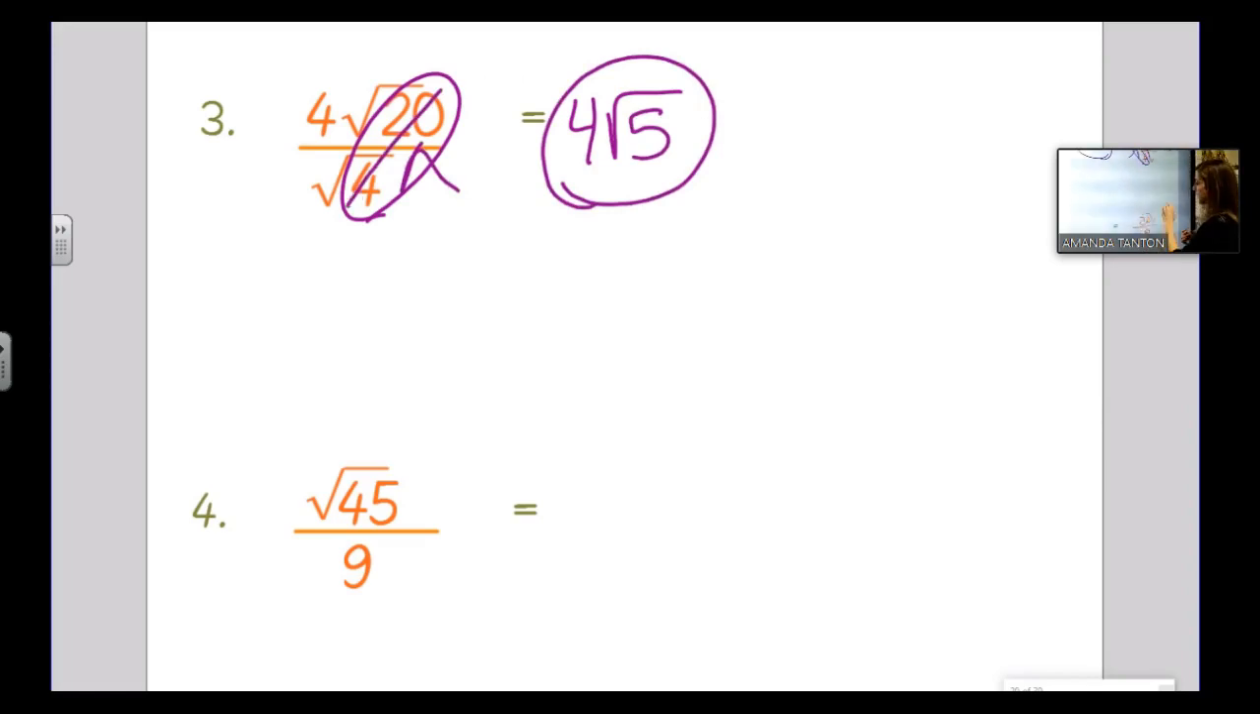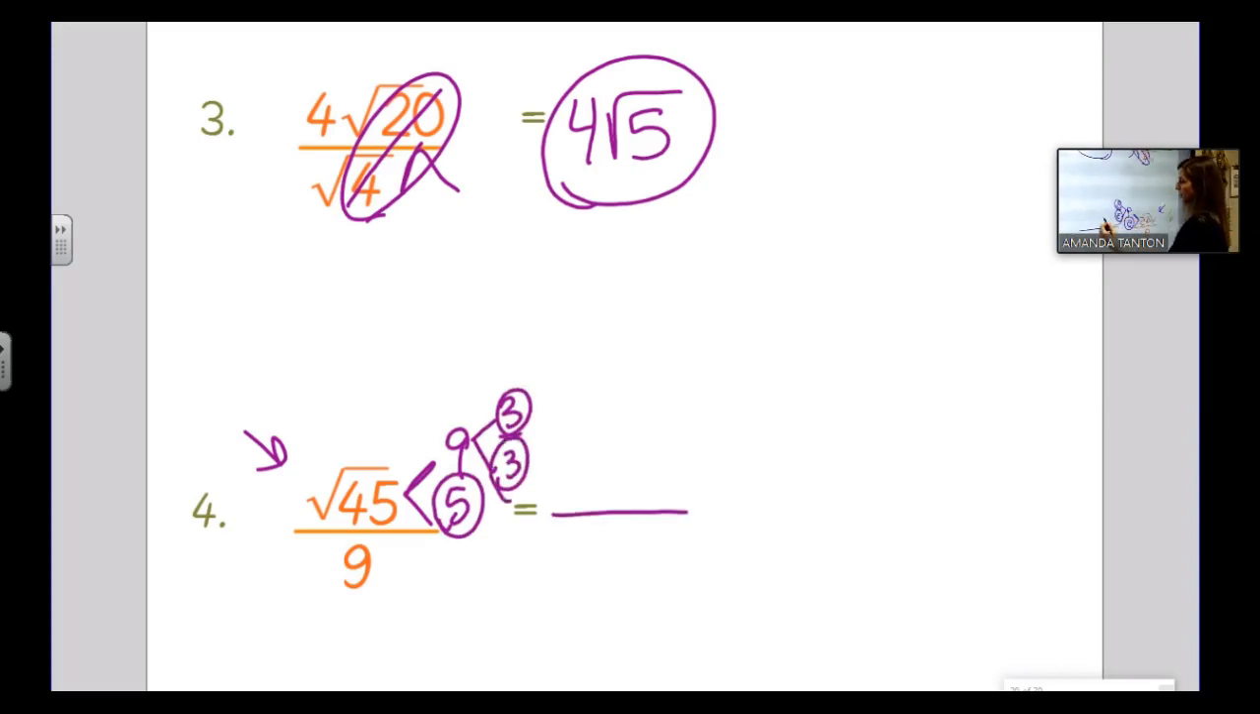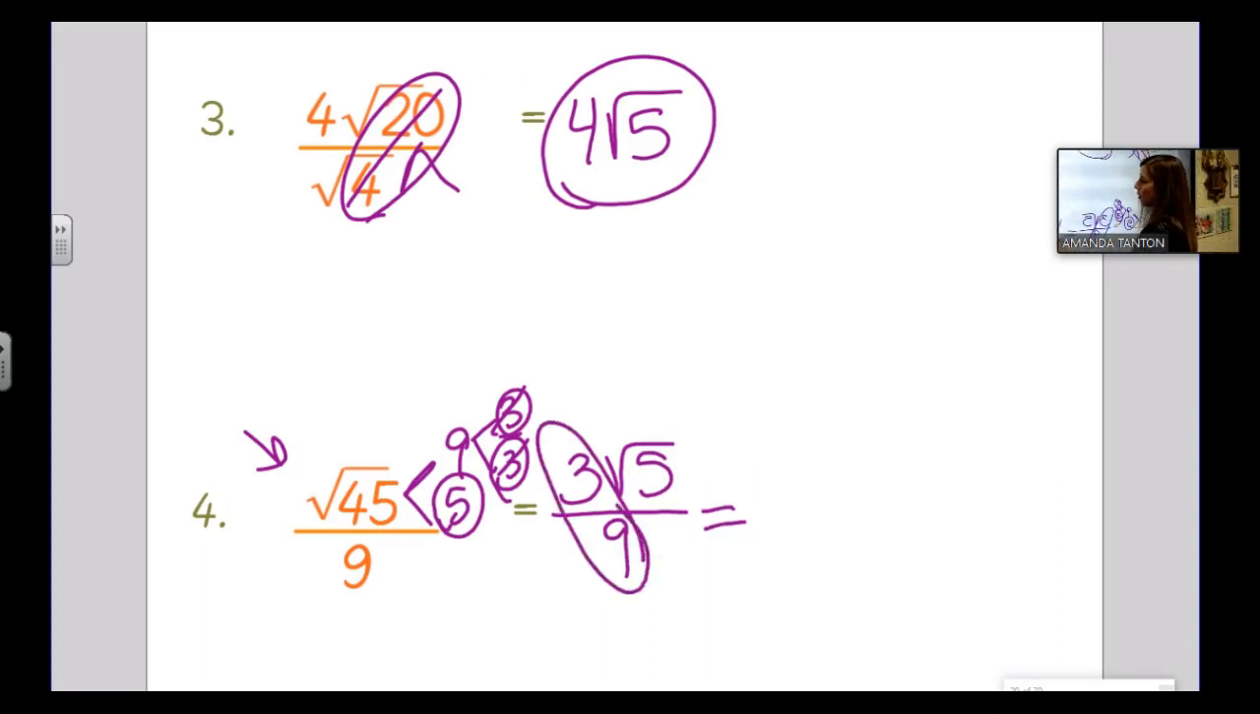Okay, this one needs some work. What do we want to do? Factor tree. Okay, what do you want to use? 9 and 5. Awesome. Prime. Okay, so what's our new numerator? The 3 escapes. 3 root 5 over 9. You're allowed to simplify the numbers on the outside. What does that reduce to? 1/3. I'm not going to write the 1 because it's understood.